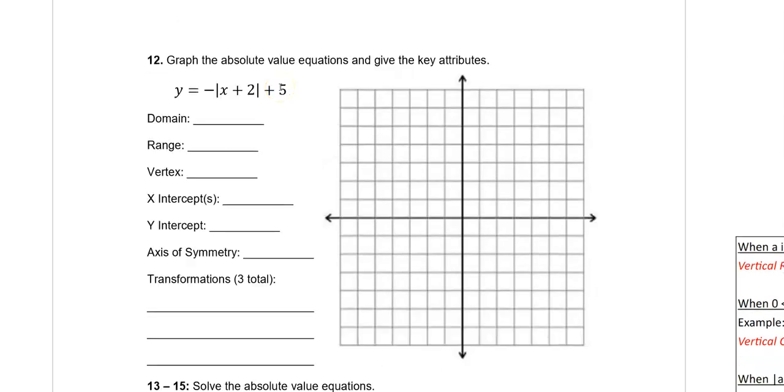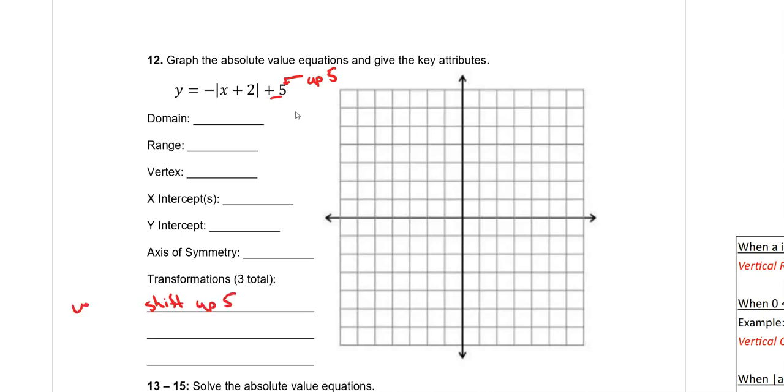Okay, so for number 12 here, we're going to be graphing an absolute value equation, and we've got to remember how this works. The first thing you have to do is find the vertex. Remember, you start at the origin right here at 0, 0, and then this number on the outside tells you how far up or down you're going. So that's plus 5, so that would be up 5.